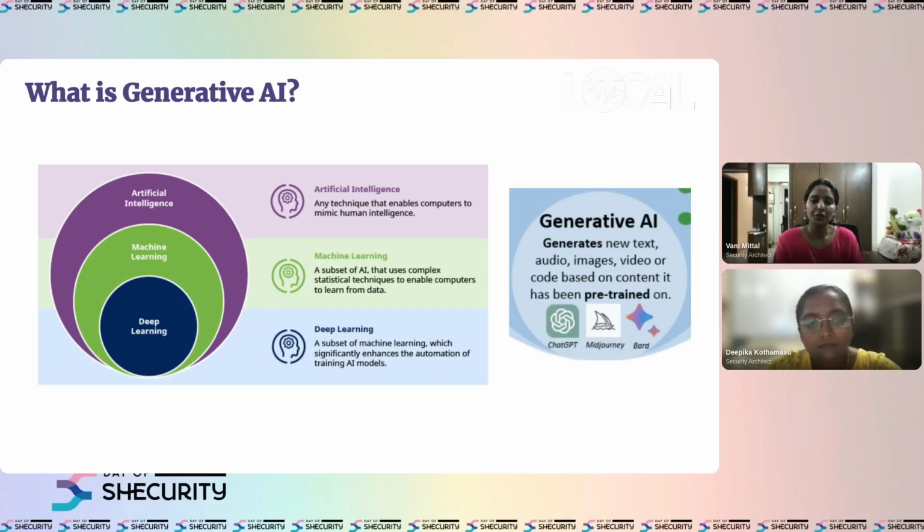Deep learning can be thought of as learning from experience. Natural language processing and object recognition are some common examples of deep learning. And generative AI is the newest kid on the block, and it is a type of deep learning where new content is generated based on existing content that the model has been trained on.